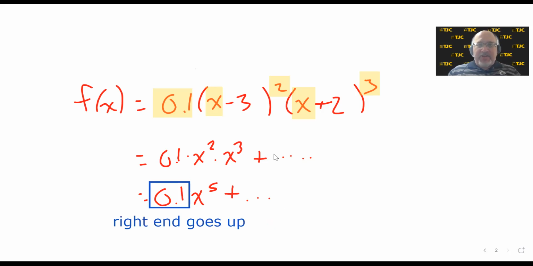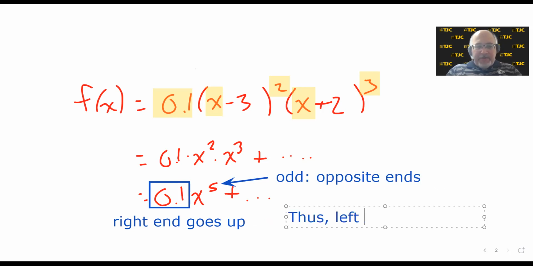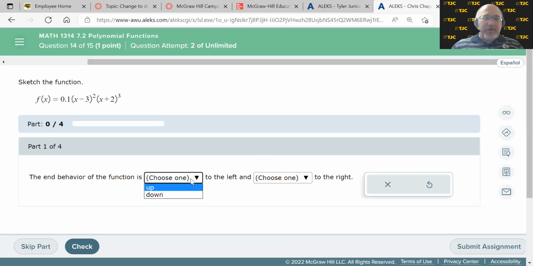And because the degree is odd, excuse me, that's not what I meant to put. Because the degree is odd, this means we have opposite ends. So the conclusion that we draw, thus, we know the left goes down because it is the opposite of what the right does, and the right goes up. So let's go ahead and get that in there. This really wasn't the issue that I was asked about, but let's go ahead and explain it. Down to the left, up to the right, we'll check that and get past it.